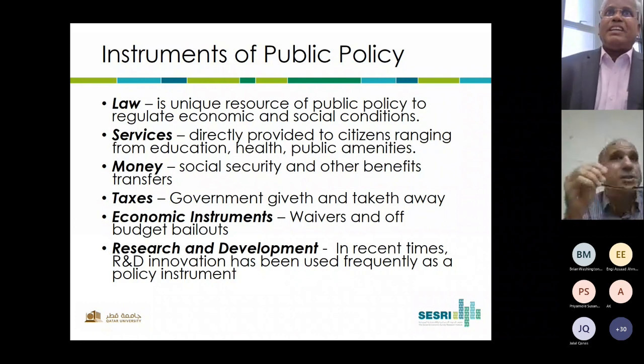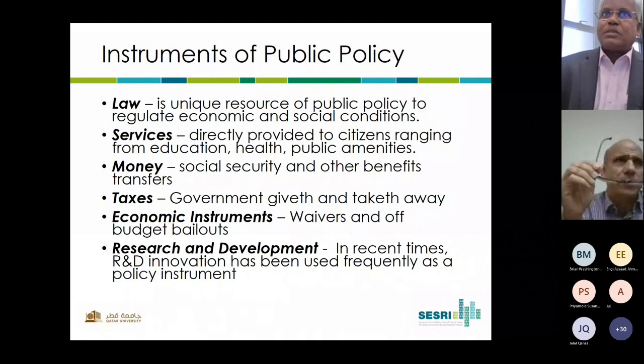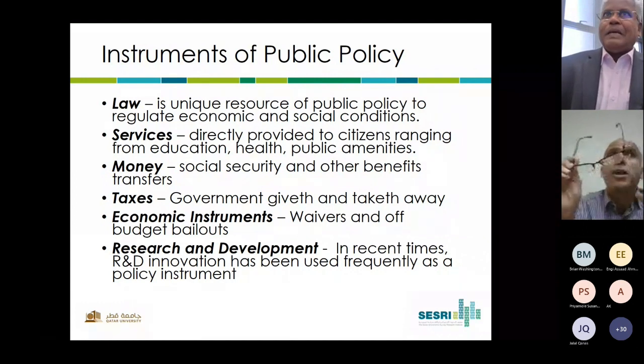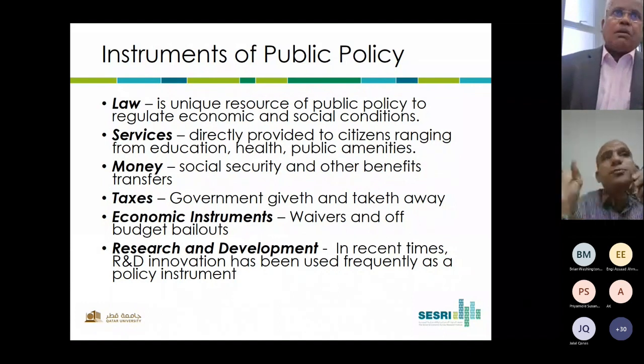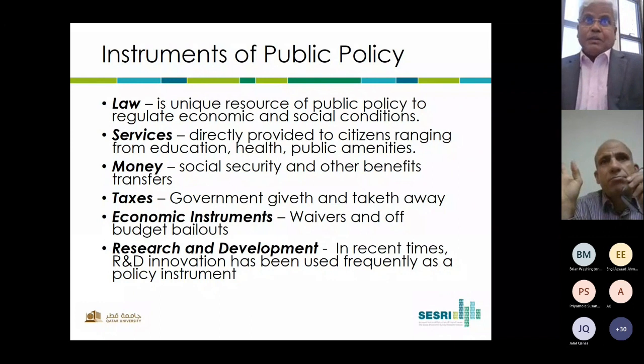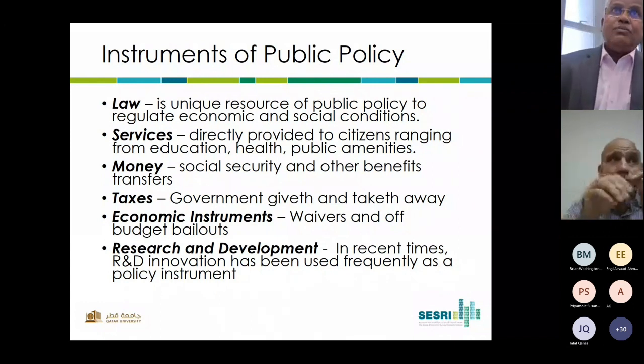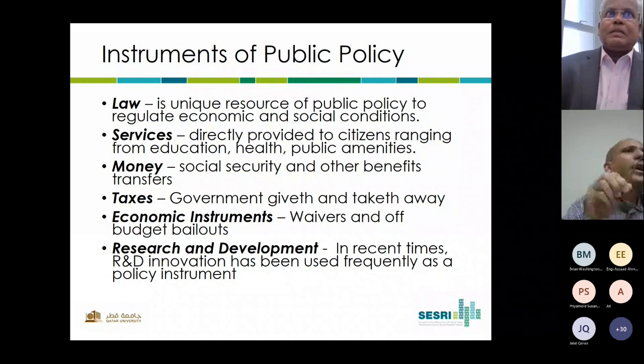Law is an important and unique source of public policy to regulate economic and social conditions. There are a lot of details that go into this instrument of policy, implementing law, law as a tool, as an instrument of policy. For every action, for every regulatory activity, you need policy action in terms of the instrument of law.